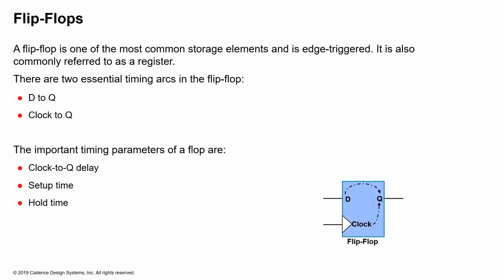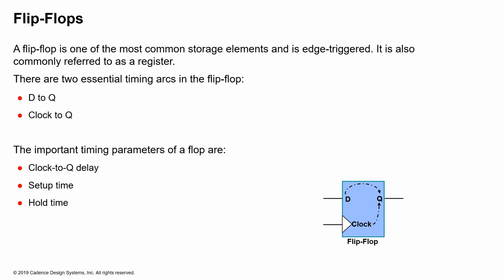A flop, or flip-flop, or register as it is commonly known, is one of the common storage elements, and it is edge triggered. If we look at the timing arcs in the flop, you have the D to Q timing arc, and then you also have the clock to Q timing arc. One thing to remember is that in an edge triggered flop, the input data is propagated to the output only when the clock triggers the data to go from D to Q output. So all the timing information is calculated from that clock edge.